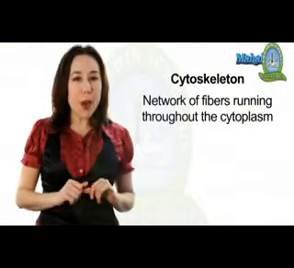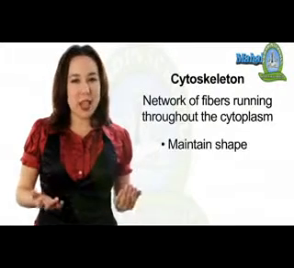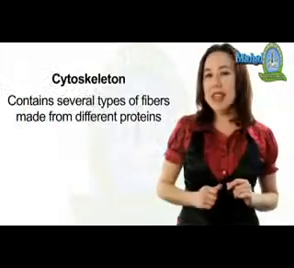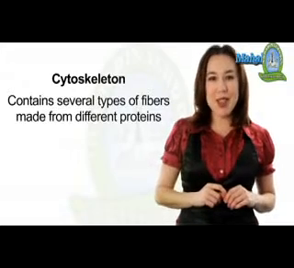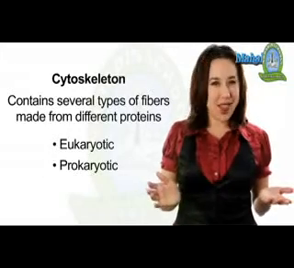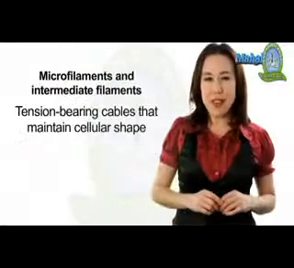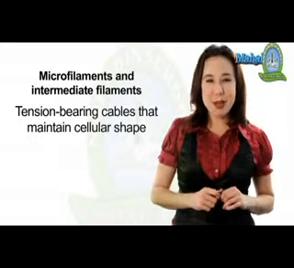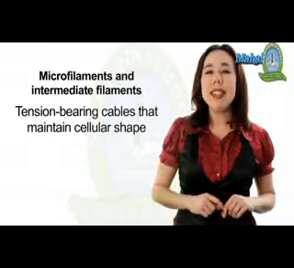The cytoskeleton is a network of fibers running throughout the cytoplasm, and it helps the cell by maintaining its shape and giving it some structural rigidity. The cytoskeleton contains several types of fibers made from different types of proteins, and is found in both eukaryotic and prokaryotic cells. In eukaryotic cells, like our own, there are three main types of filaments: microfilaments, intermediate filaments, and microtubules. Microfilaments, the thinnest of the three, and intermediate filaments are like tension-bearing cables stretching across the cytoplasm, helping to maintain cellular shape. Our third type is microtubules.